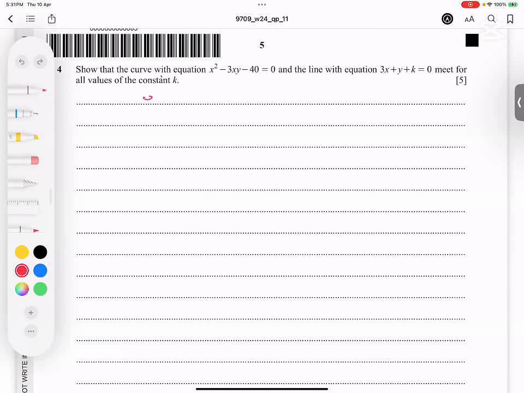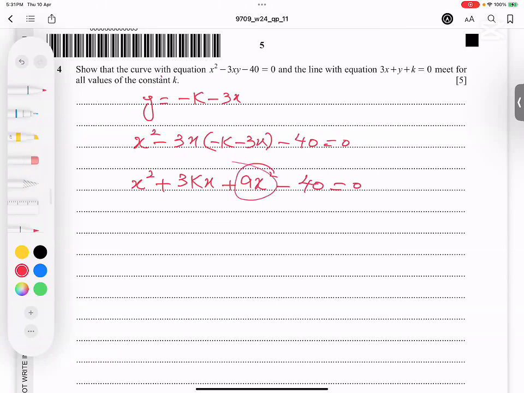From here, I got y equals negative k minus 3x. And this value I'm going to replace here. So I got x squared minus 3x times y, negative 40, equals 0. And I got x squared plus 3kx plus 9x squared and minus 40 equals 0. So 9 plus this, I got 10x squared plus 3kx minus 40 equals 0. Students, what is the next plan?